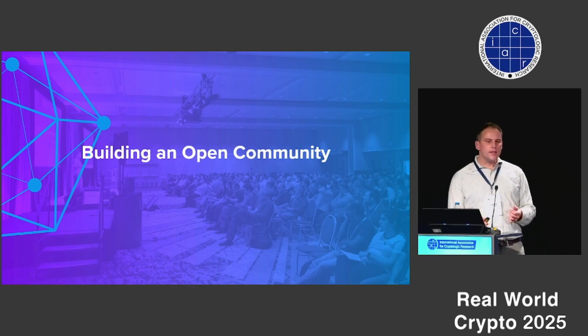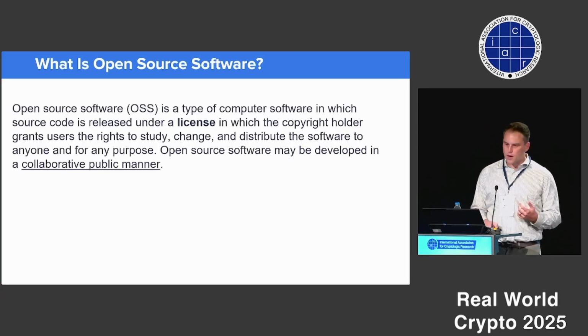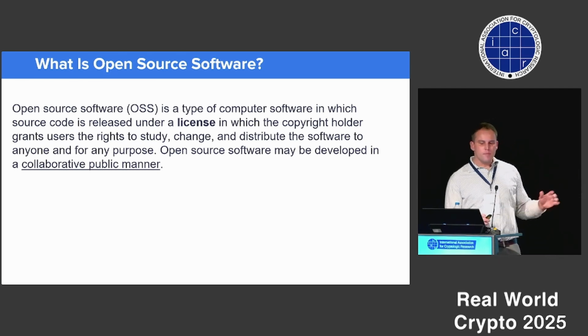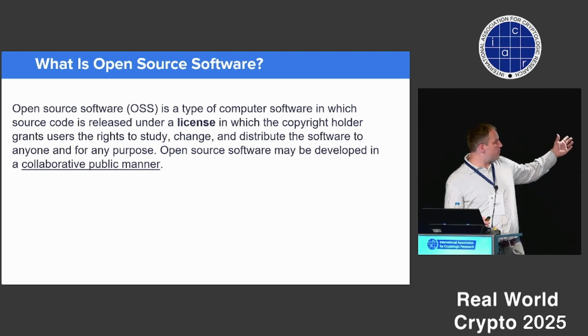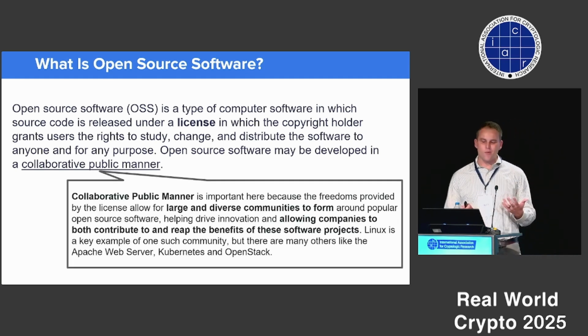Right. So finally, I'd like to talk a little bit about building an open community. So recall our definition of open source software. An important term here, sort of at the very end, is this collaborative public manner term. And what does this mean and why is it important?